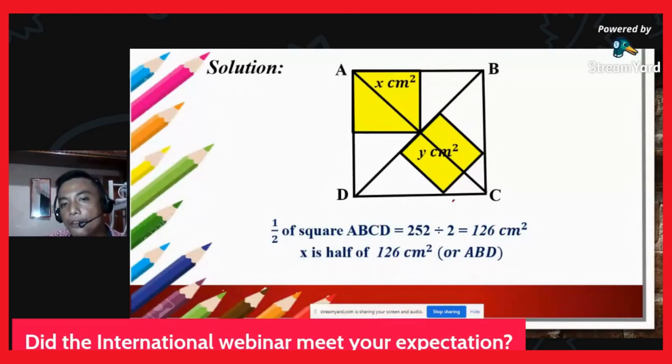So x is half of 126 square centimeters. That is ABD. So we could now say that x is equal to 126 divided by 2 is equal to 63 square centimeters. So the area of the first square is 63 square centimeters. Next, what do you think is the relationship of the next square?